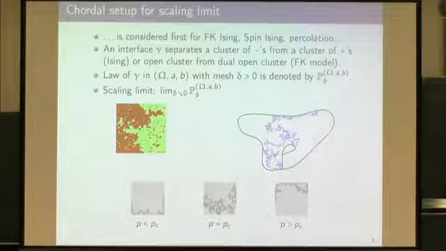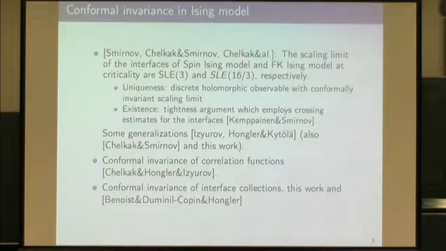So if you take subcritical or supercritical p, then you will converge to this all white or all black picture. So for the interface it means that it sticks to the boundary, either the left side or the right side. And this was the same list as in Clément's talk yesterday.